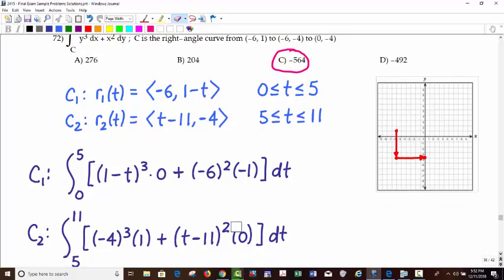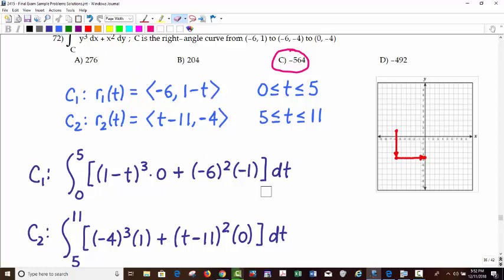So now we're doing y cubed dx plus x squared dy. The first integral is going to go from 0 to 5. So that'll be (1 minus t) cubed. And then the derivative of x is 0, so it actually wipes this part out. So it's already getting easier. And then x here is -6 squared times the derivative of 1 minus t, which would be -1.